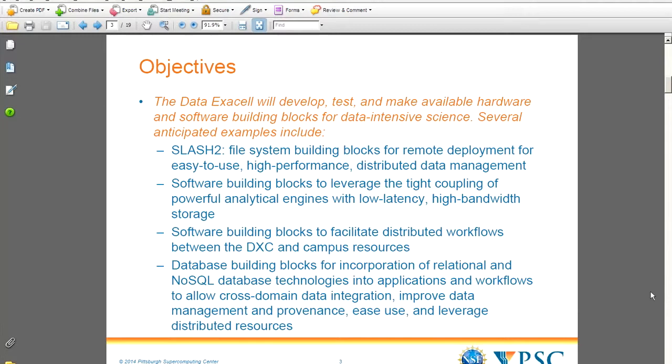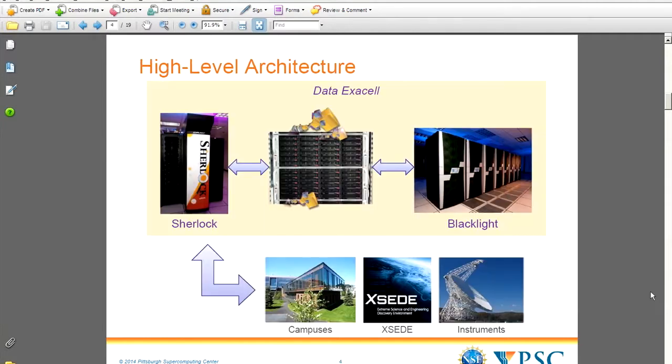We'll also have software building blocks to really allow distributed workflows between the Data XSL and campuses and national instruments. We have all of those represented among the pilot applications, and we see that as being a very large community requirement. In the last example here, like I said, this is just a list of examples that will grow over time, is other building blocks to enable people to couple various relational and NoSQL database technologies to their applications and their workflows. And we have some examples of that coming up. Slide 4, please, Sergio.